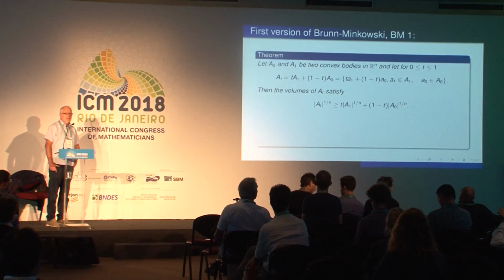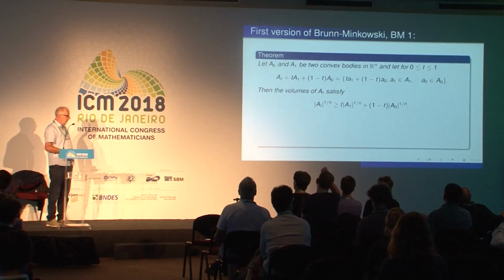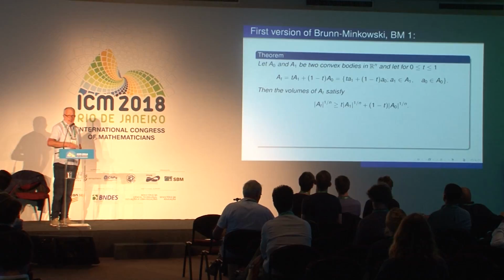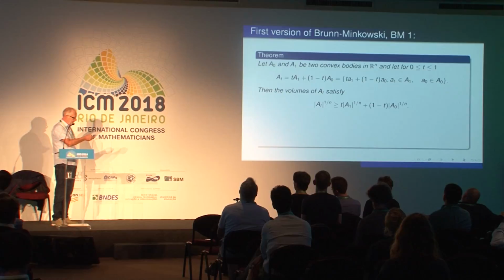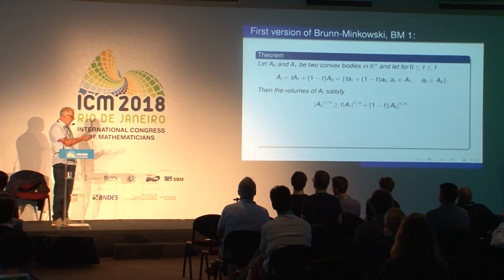And we interpolate between those two convex bodies by forming a convex combination of the two original bodies. That's defined in terms of the Minkowski sum of the two bodies in the following way. We take the sum of all t times a1 plus 1 minus t times a0, where a1 and a0 lie in the corresponding bodies. Then the theorem says that the volumes, which I denote by absolute values there, satisfy this inequality.